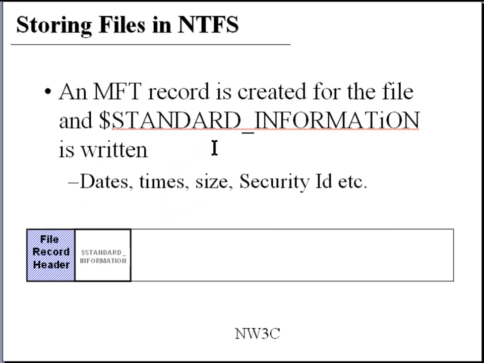After that, a master file table record is created for the file, and the standard information is written, including dates, times, the size of the file, the security ID, and so on.